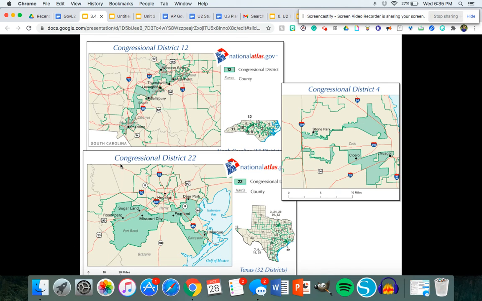So here are some other examples specifically of packing, what we talked about, in various states. You can see that based on the lines drawn in these districts, this particular one in South Carolina was really interested in getting a group of people together who vote a certain way. In this particular instance, it's Democratic. So most of the voters in this particular district vote Democratic.